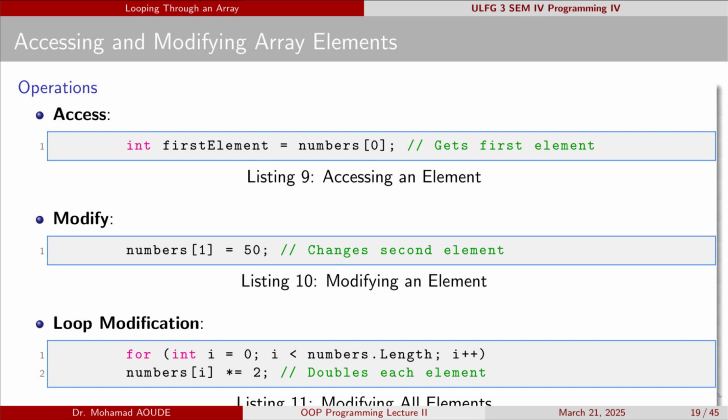You can access an element by its index to retrieve its value, or assign a new value to that position. In fact, modifying array elements inside a loop is a common practice, like doubling each number or normalizing scores. Direct access and modification are what make arrays so efficient.